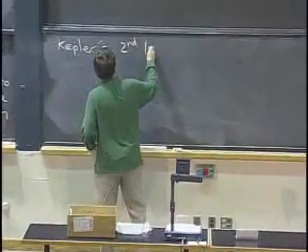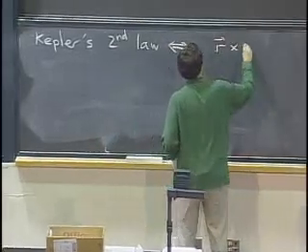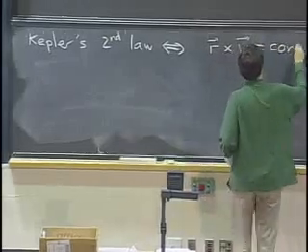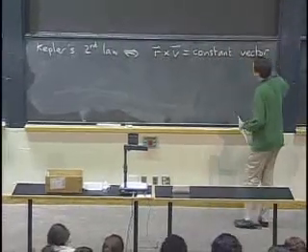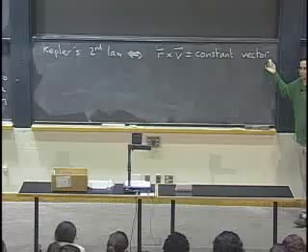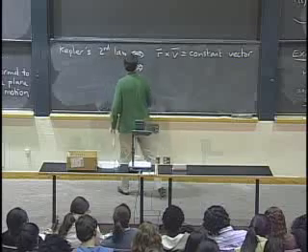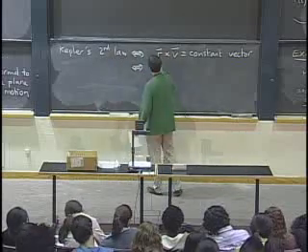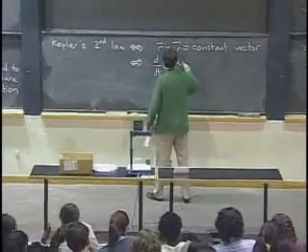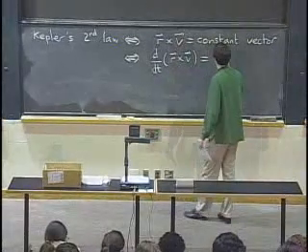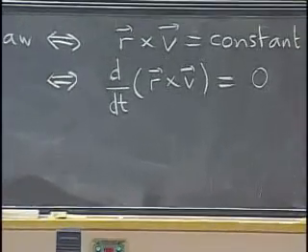So Kepler's second law is actually equivalent to saying that R cross V equals a constant vector. Okay? That's what the law says. So in terms of derivatives, it means d by dt of R cross V is the zero vector.